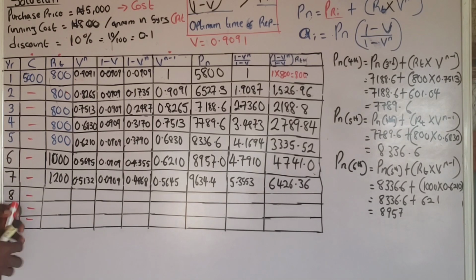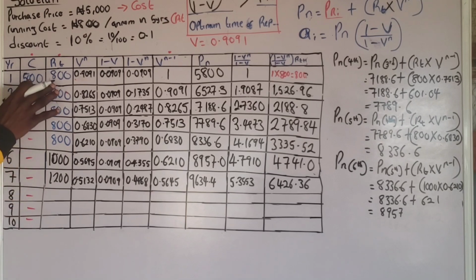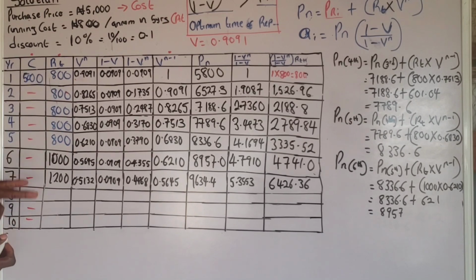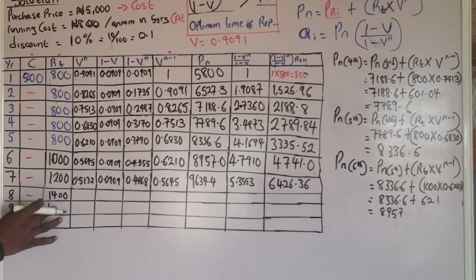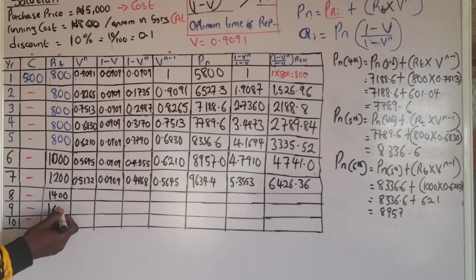I've already told you. Now the maintenance cost or the running cost for the 8th year will be 1,200 plus 200, because from the question we are told that the running cost is the same for the first 5 years, which is 800, and then after the first 5 years, the running cost begins to increase by 200. So we have 1,000, 1,200. Here we are going to have 1,400. So here I'm going to have 1,400, and here I'm going to have 1,600. Okay, that is 1,400 plus 200, and here I'm going to have 1,800.